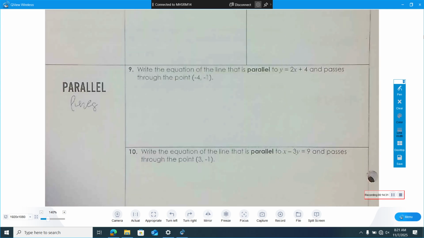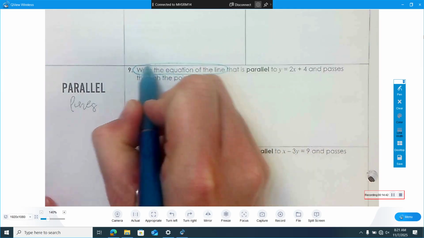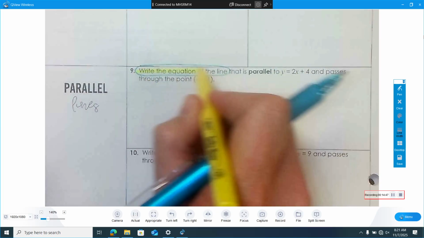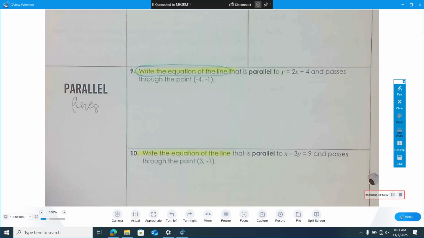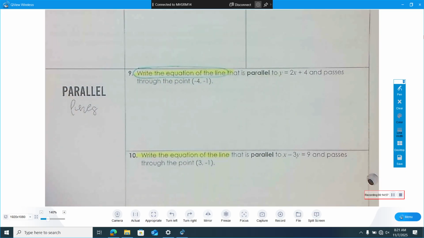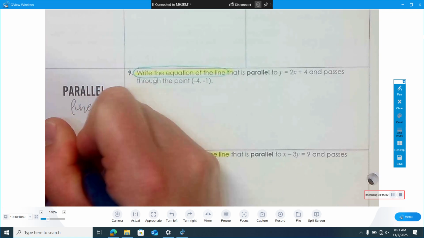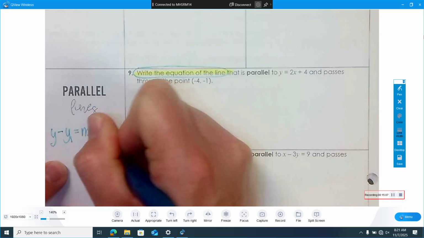So we also need to be able to write the equation of parallel lines, which is not that hard. Again, it's asking us to write the equation of a line. And anytime something asks you to write the equation of the line, we are going to need to use our point slope form. What is our point slope form? y minus y1 equals m times the quantity x minus x1.